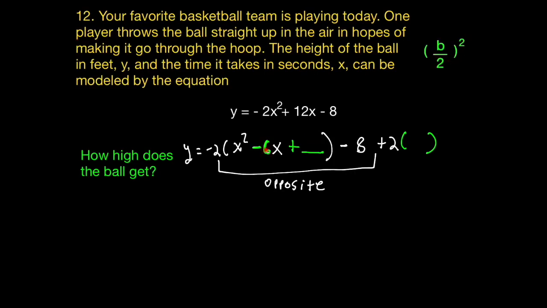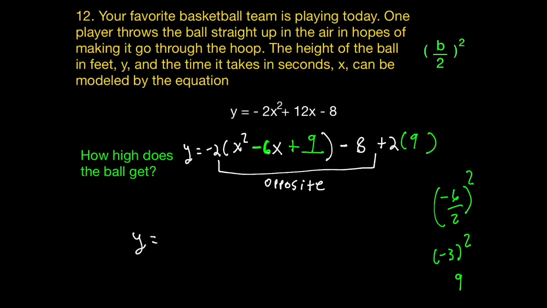Here the b value is negative 6, that's the coefficient of x. So I'll get negative 6 divided by 2 and then I will square that. Negative 6 divided by 2 is negative 3. And negative 3 squared is positive 9. So here I'm going to add 9. And I'm going to put the 9 right here at the end as well. I can begin to simplify things now.